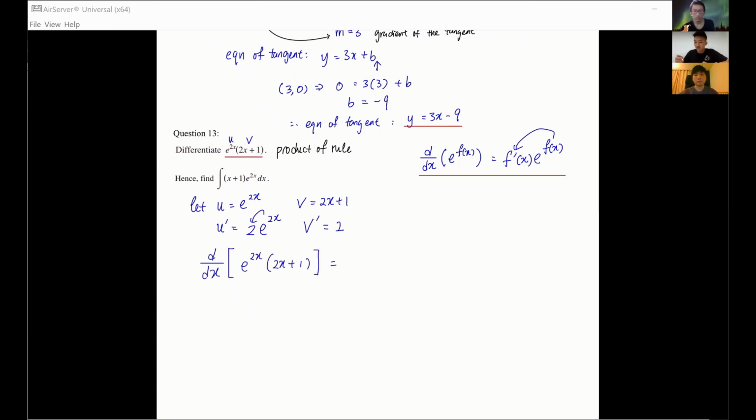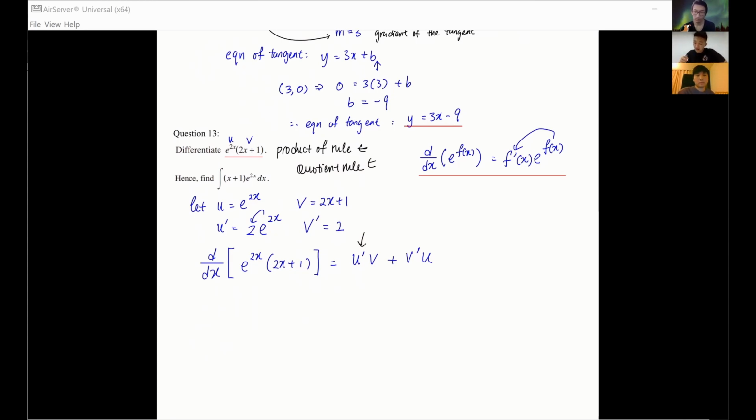Then you use your product rule, which is u dash v plus v dash u. Now, how do you know which one to differentiate first? Because you're always confused with the quotient rule. The rule is very simple. Whichever, this rule or this rule, you just differentiate u first. Always start with u first. You differentiate u first, okay?